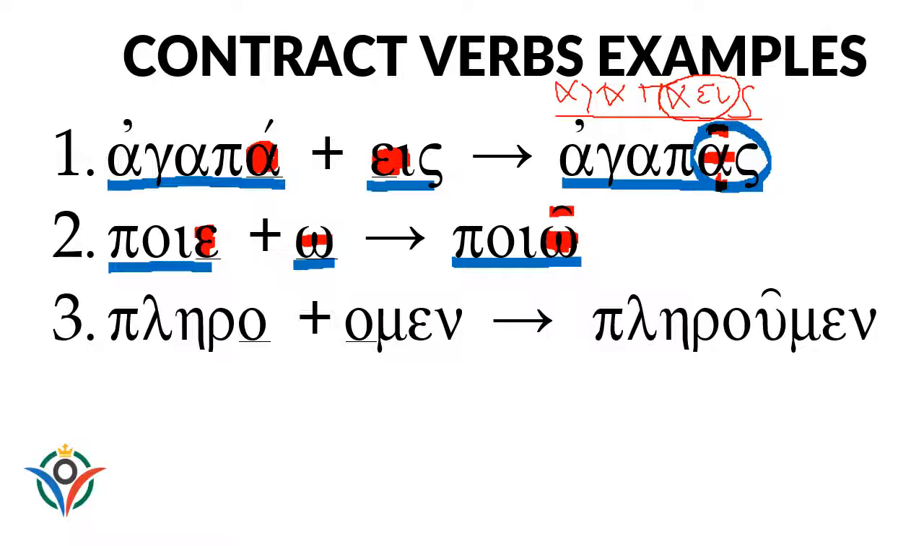And then the third example, you have plēroō. All right, so there is the contract vowel, the omicron. It meets the verb ending omen. So we have here, this is actually a helping vowel. I'm trying to think of the word for it now. A connecting vowel, yes. And the new form is plēroumen. So what is formed there is a diphthong with a circumflex.